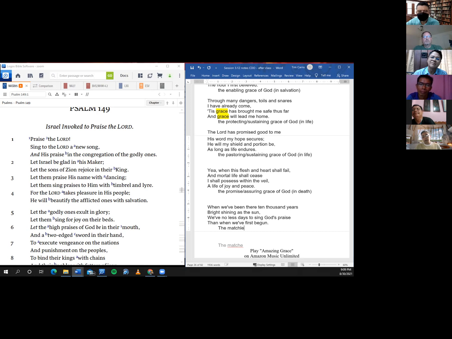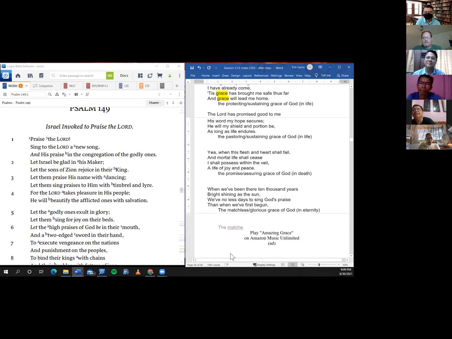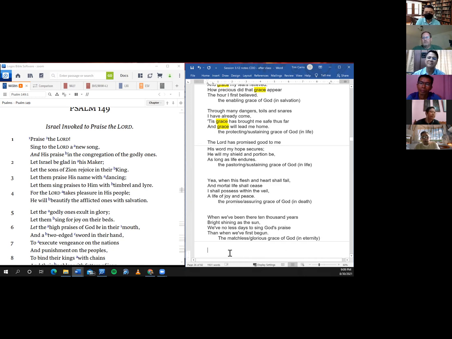Matchless, glorious grace of God in eternity. We could study this more. I'm just trying to get at the idea here, you see it, right? See how they're all connected?